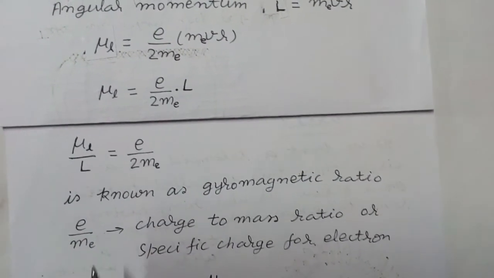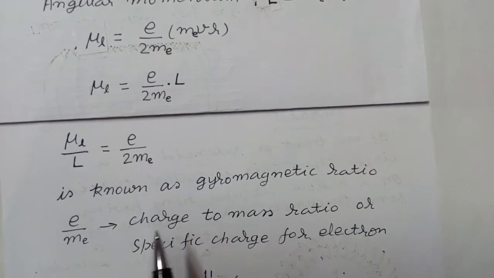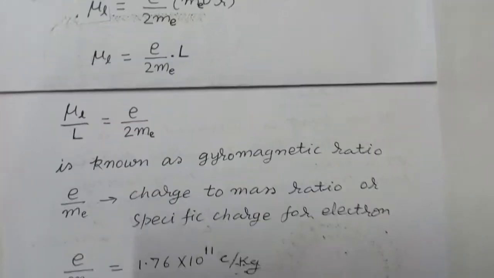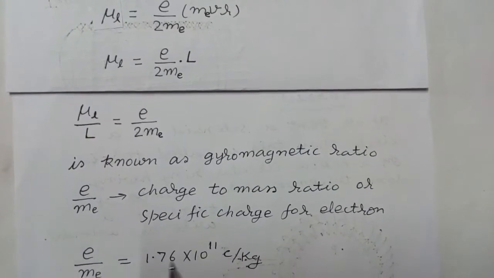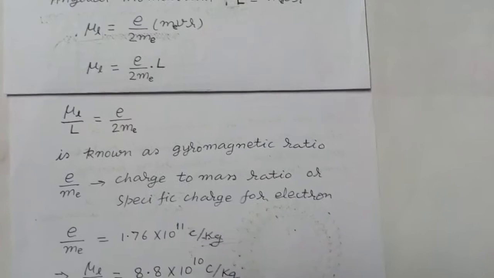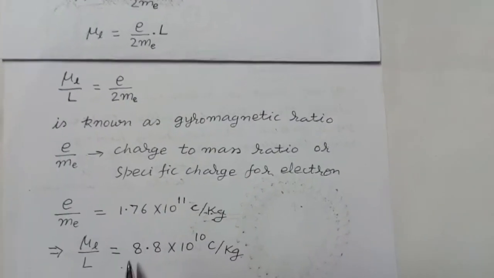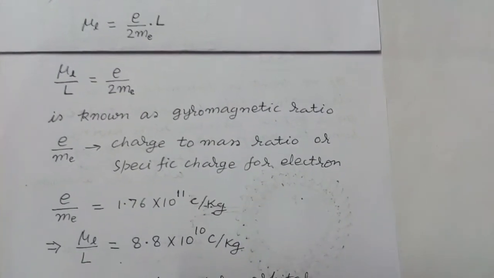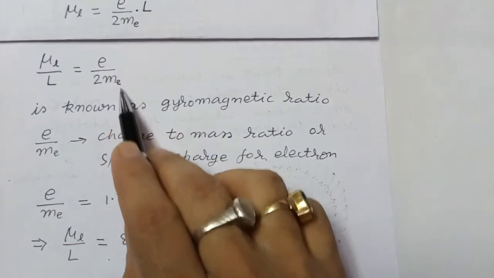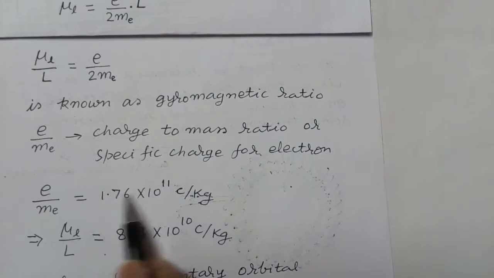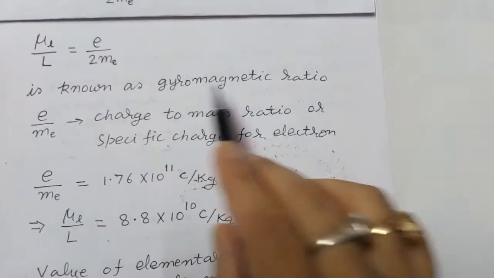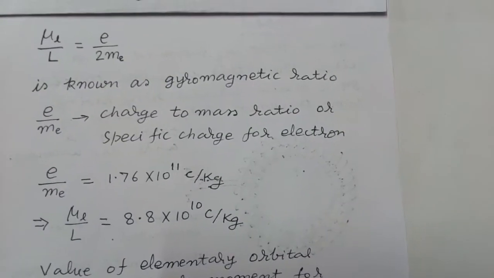We know that e upon m is charge to mass ratio or specific charge for electron, and its value is 1.76 into 10 power 11 coulomb per kg. This is for electron. So mu upon L is equal to 8.8 into 10 power 10 coulomb per kg, because mu upon L is equal to e upon 2m. So divide this by 2, so we get this. So this is gyromagnetic ratio for electron.